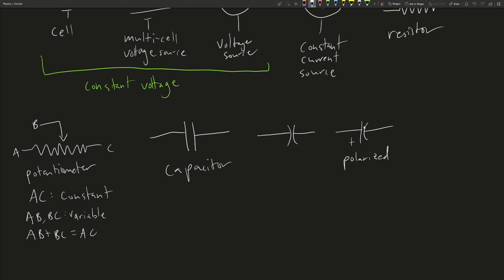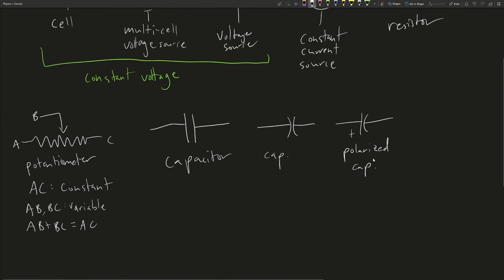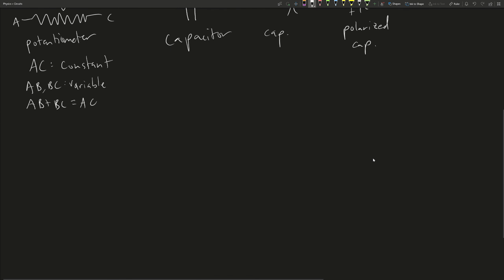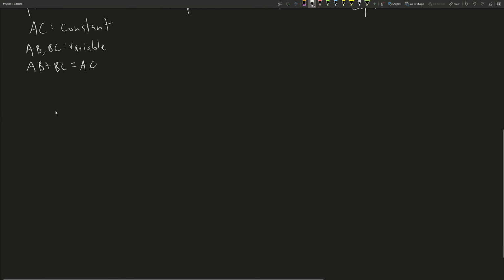And so those are some capacitors that have a polarity, which means you can only put them in one direction. And so that's what that might look like on here. So these are all capacitors, though. This is also a capacitor, and then this is a polarized capacitor. So cap, and then cap.